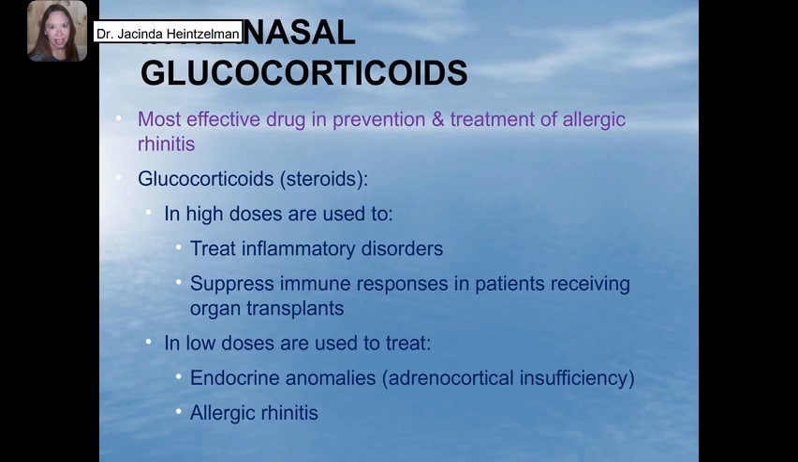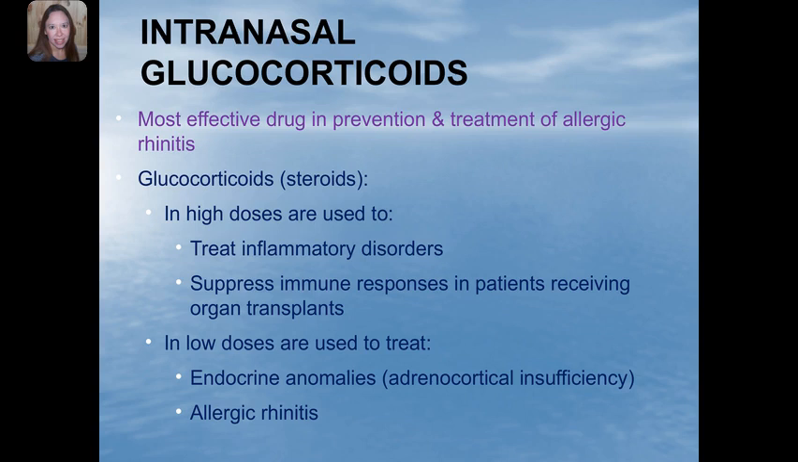The first class of medications that we'll talk about for allergic rhinitis is intranasal glucocorticoids that we can use. This is going to be the most effective drug for prevention and treatment of allergic rhinitis. You've probably heard of steroids before, and glucocorticoids, they are steroids. How do we use these steroids? Well, in high doses, we can use them to treat inflammatory disorders.